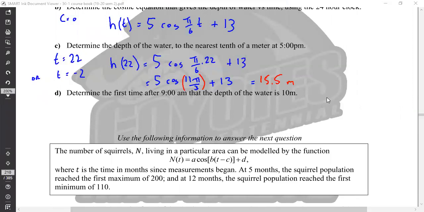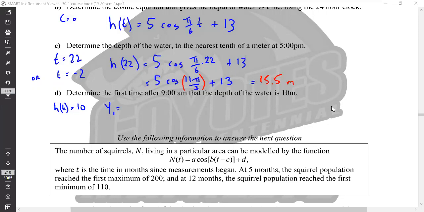Determine the first time after 9 a.m. that the depth of the water is 10 meters. So in this case, now we have h of t is equal to 10.